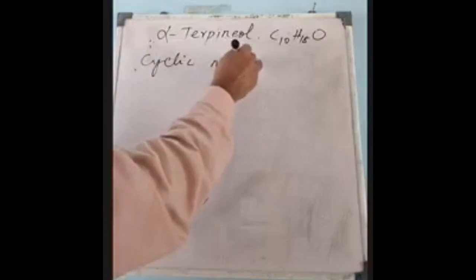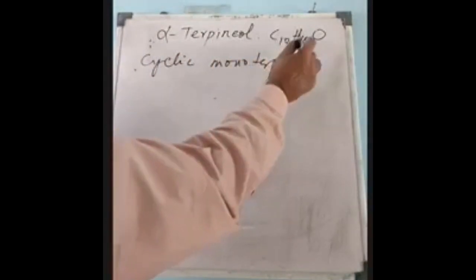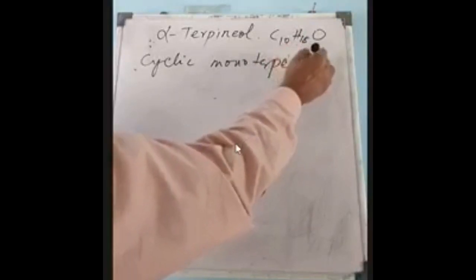Alpha terpineol is again the most common compound of this class, cyclic monoterpenoid. So now here, naturally, it is found in the natural oils of many plants, such as pine oil and petitgrain. Petitgrain, actually, is the oil from the bitter orange tree. Bitter orange tree oil is what is known as petitgrain.